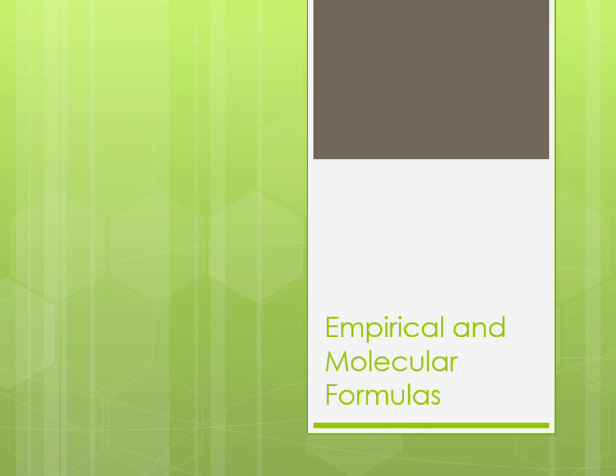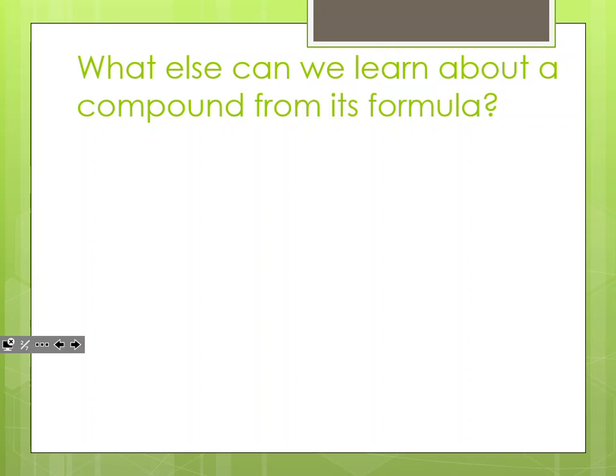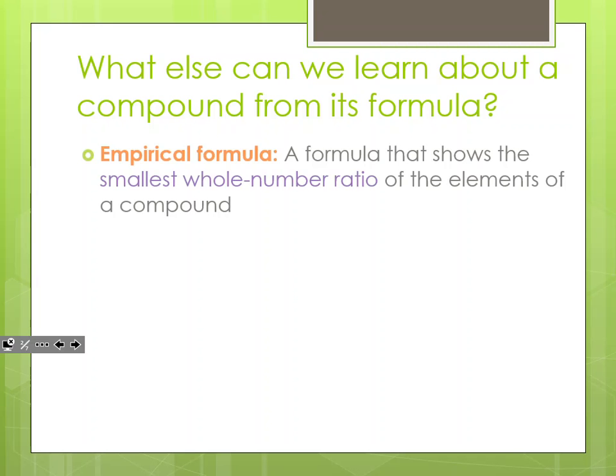All right, at the top of your sheet here, we're dealing with empirical and molecular formulas. Empirical versus molecular. If you look here, what can we learn about the compound from its formula? Well, the empirical formula is going to show the smallest whole number ratio. You might want to highlight this. The smallest whole number ratio possible for that particular molecular formula.